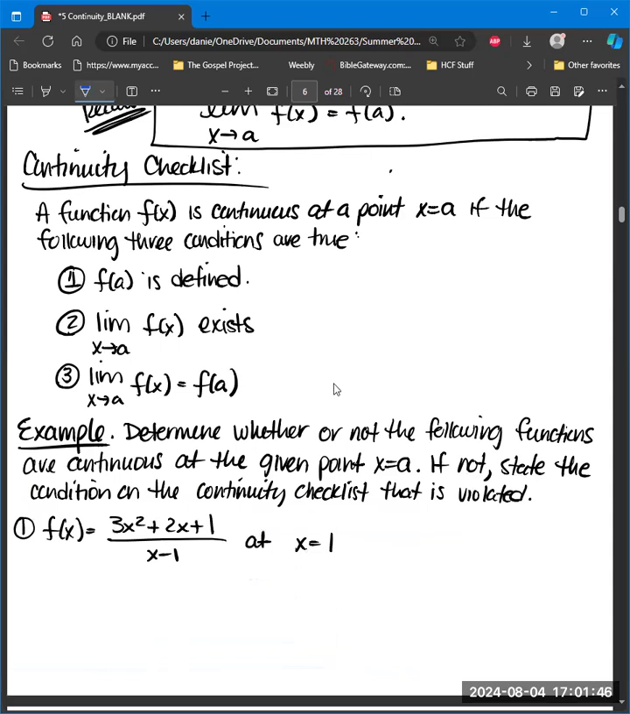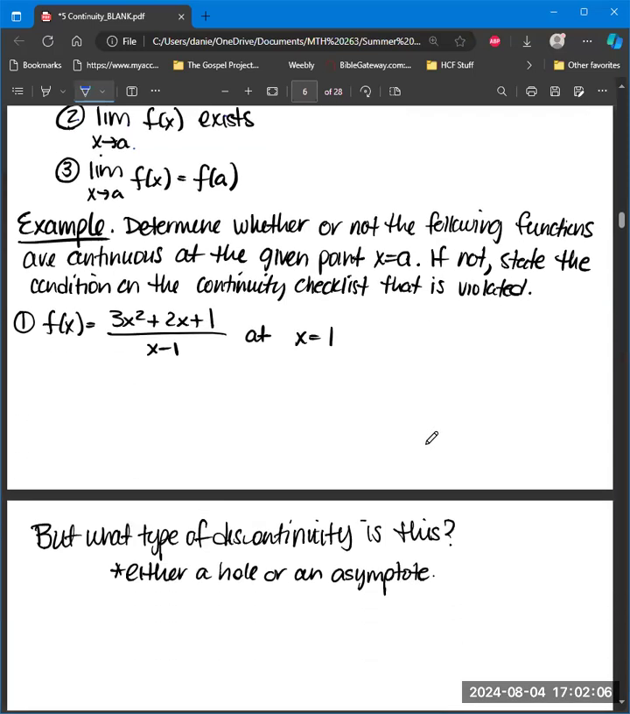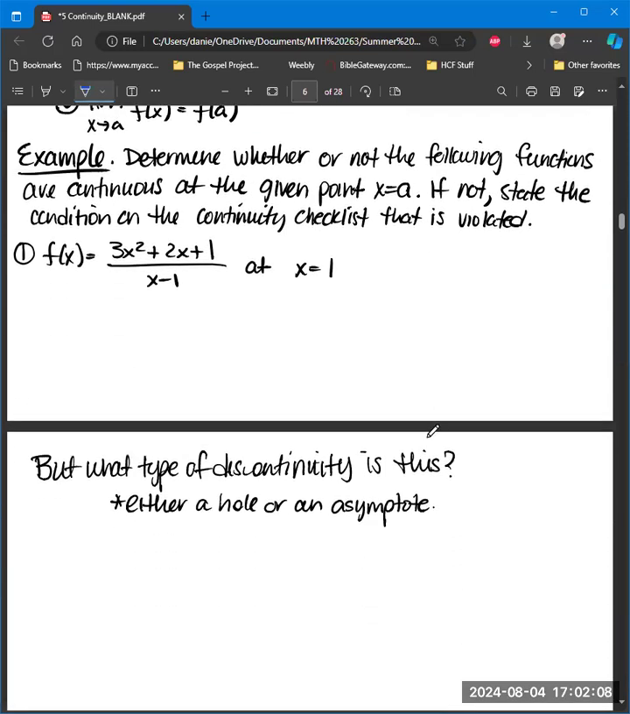So part 1 of the definition, f of a is defined. Part 2, the limit exists as x approaches a, both from the left and the right. And part 3, the limit is equal to the function value. So I've been doing 1, 2, and 3 with Roman numerals. We have 1, 2, and 3 here without Roman numerals. It's the same thing. So determine whether or not the following functions are continuous at the given point x equals a. If not, state the condition on the continuity checklist that is violated.